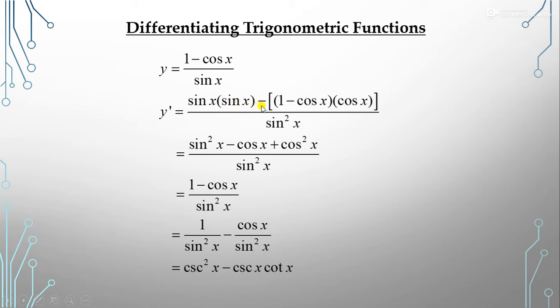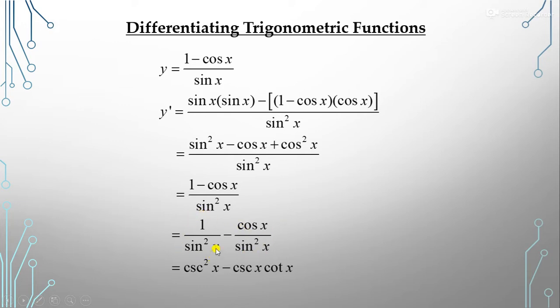According to the formula, this becomes minus the numerator as it is, 1 minus cos x, times the derivative of sin x. What is the derivative of sin x? That is cos x. Now you can simplify it: sin square x minus cos x plus cos square x. Now we know that sin square x plus cos square x is equal to 1. So it becomes (1 minus cos x) upon sin square x, and when you separate it, it becomes 1 upon sin square x minus cos x upon sin square x.